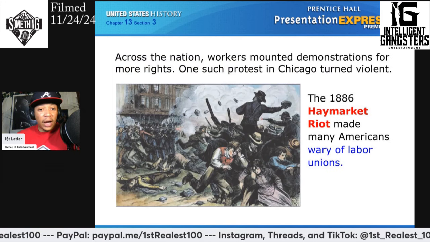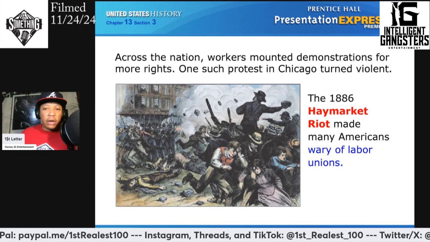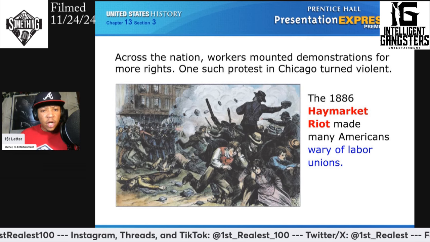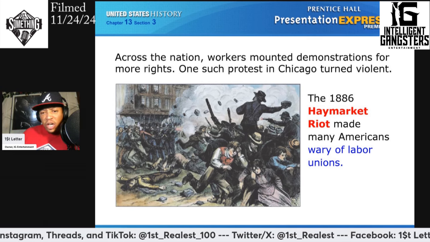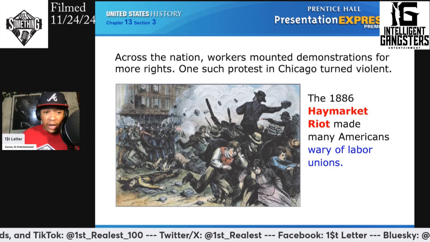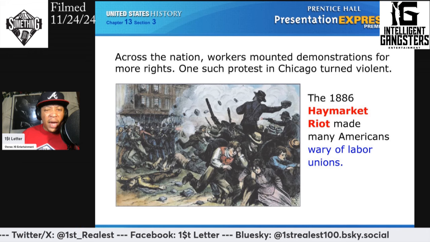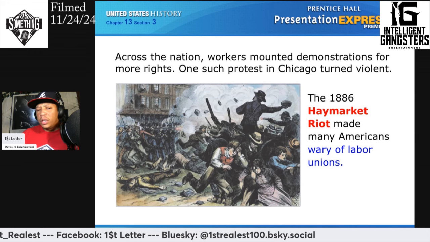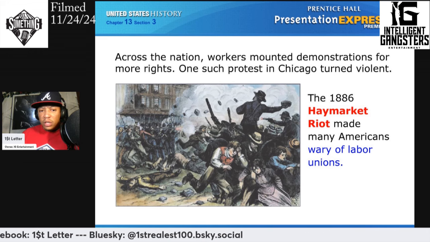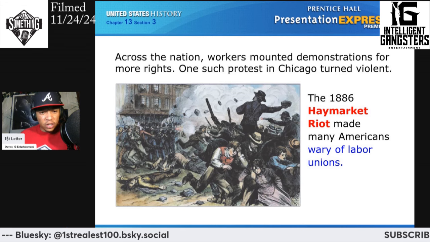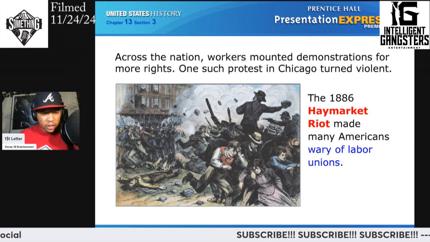All right. Across the nation, workers mounted demonstrations for more rights. One such protest in Chicago turned violent. The 1886 Haymarket riot made many Americans wary of labor unions. Now, if you can, take a look at this picture here. Look at bro down there, laid out.